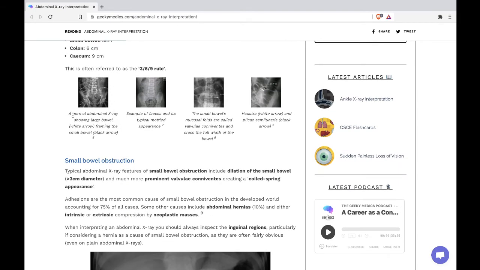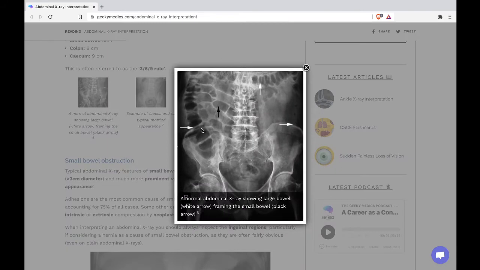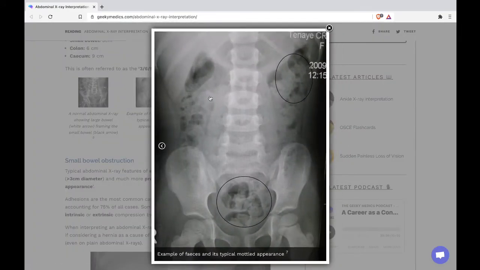So here are some images. A normal abdominal x-ray showing large bowel, white arrow, framing the small bowel. Let's have a look. So this is the large bowel, framing the small bowel in the central area here. I don't see anything here. Oh, okay, I can see a little bit of air spaces here. Maybe there's something inside the bowel, so we can't really see clearly. Okay, so large bowel in the periphery, small bowel in the central region.